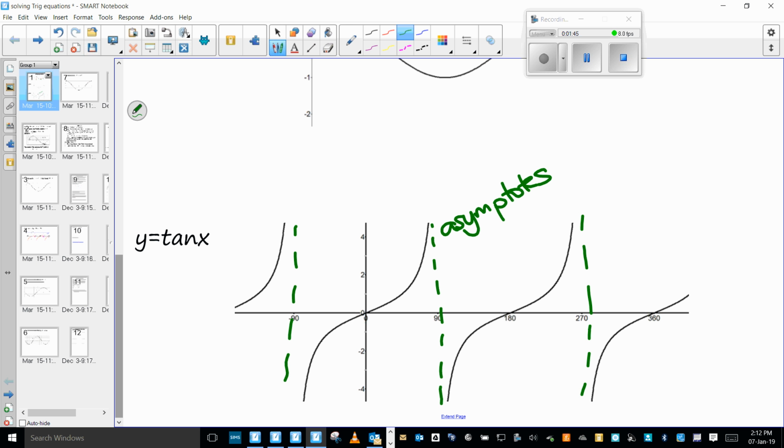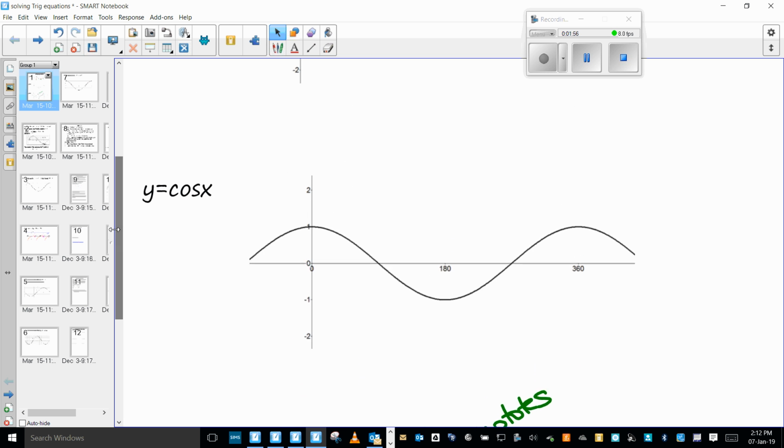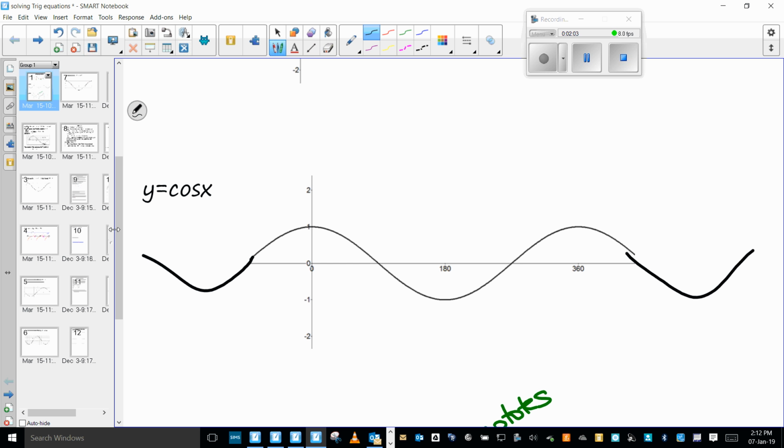Now, the important thing that we also remember about these graphs is that they continue on and on in both directions forever and ever. Okay? So whilst we're looking at a little portion of it, we know that these graphs keep going on and on and on. Okay, so far so good. So that's just a recap of the graphs themselves.